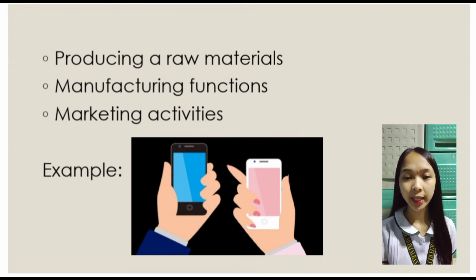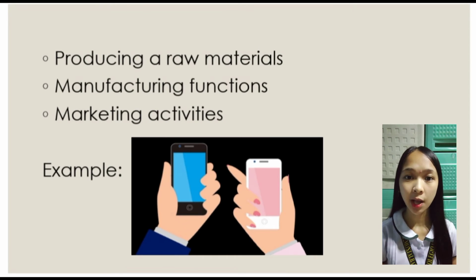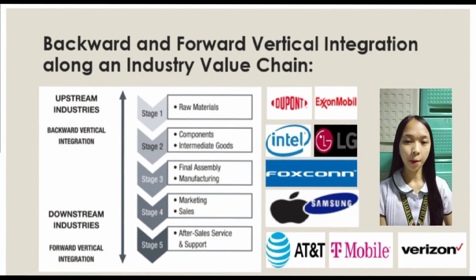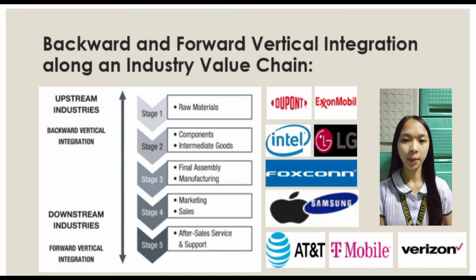In order to explain and understand the concept of vertical integration along the different stages of the industry value chain, let us use a cell phone as an example. This device is the result of a globally coordinated industry value chain of different products and services. As you can see in the picture, these are the stages of backward and forward vertical integration along the industry value chain. So the first stage is the raw materials.